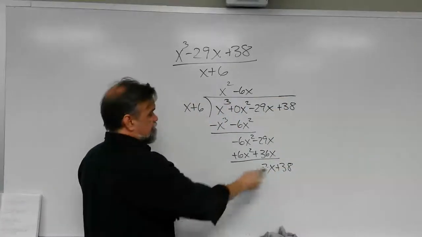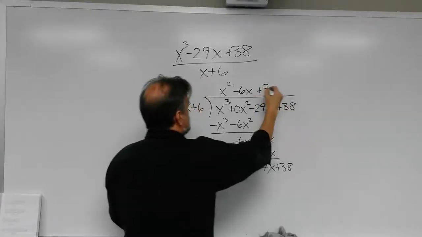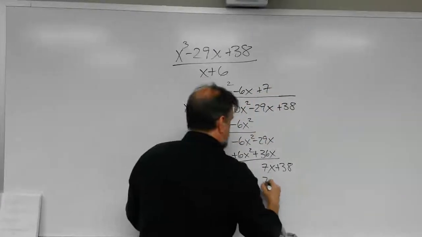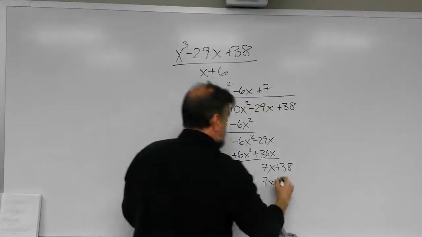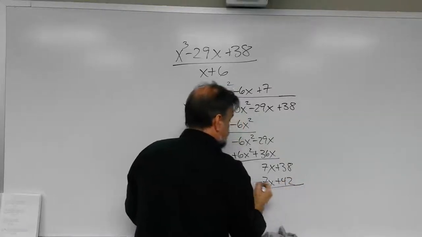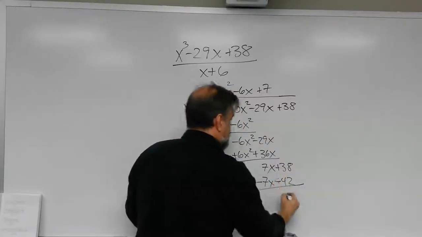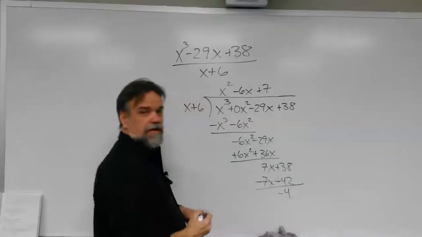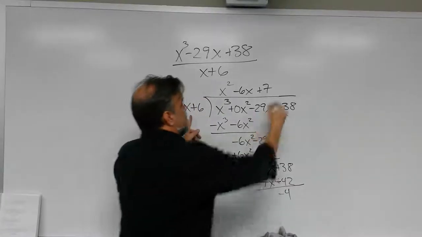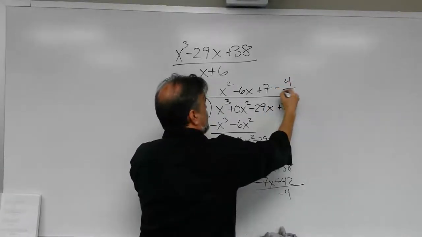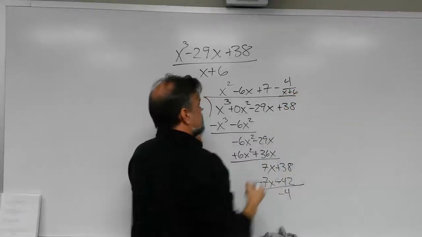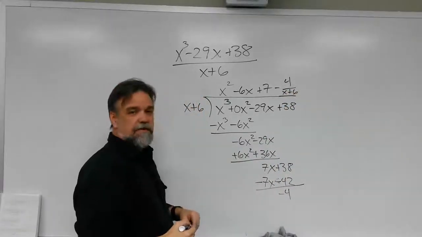And finally, x goes into 7x 7 times. 7 times x is 7x. 7 times 6 is 42. Change the signs and add them up, and I get negative 4. And so now my remainder is going to be minus 4 over x plus 6. All right, that's our answer.